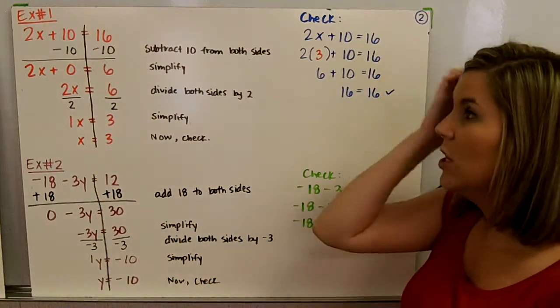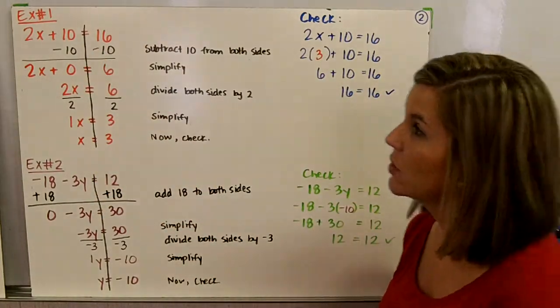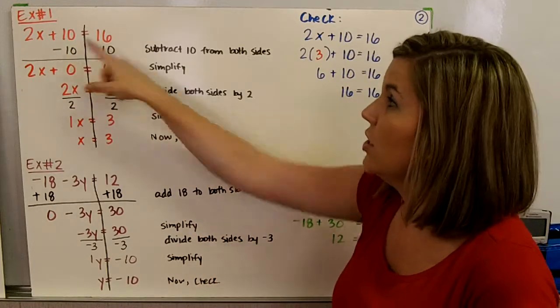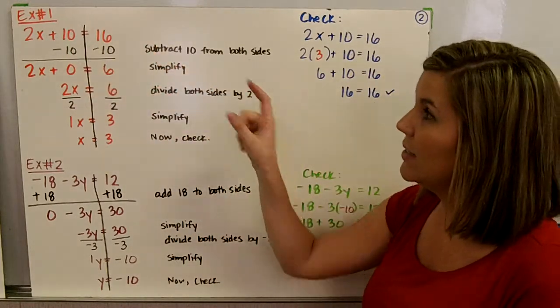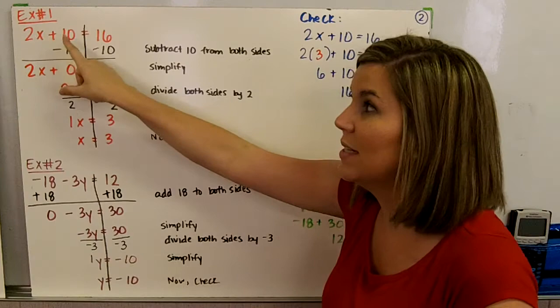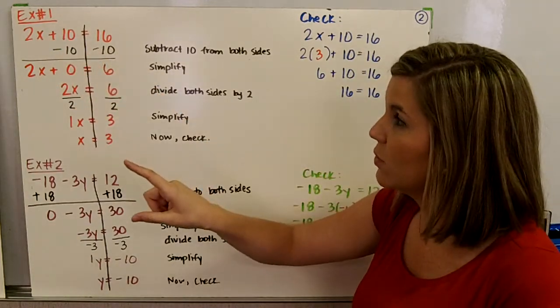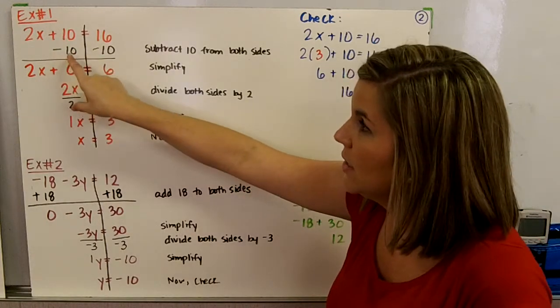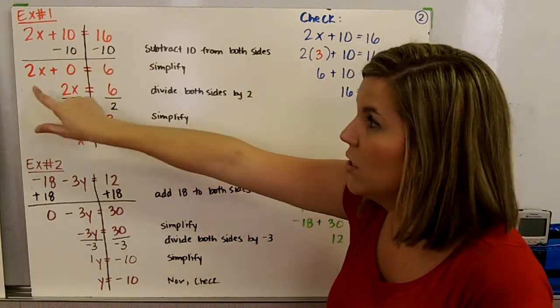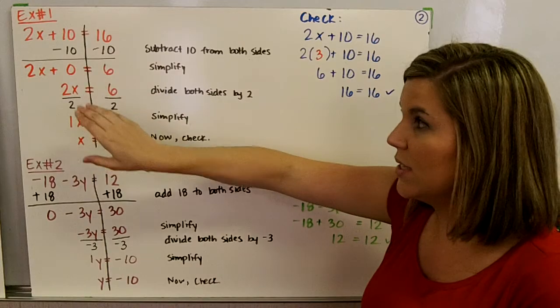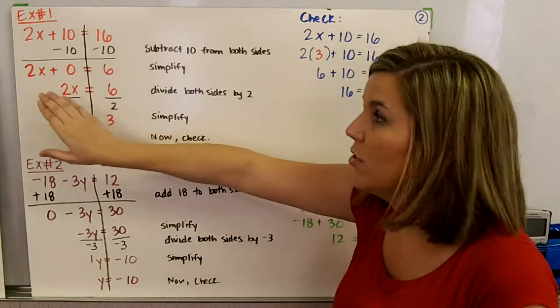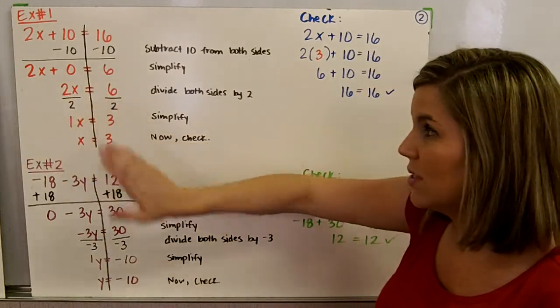Example number 1, 2x plus 10 equals 16. You're going to subtract 10 from both sides of the equal sign, because there's plus 10, so the opposite is subtract 10. Now, minus 10 and plus 10 give you 0. So 2x plus 0 equals 6. Simplify. Adding 0 doesn't change anything, so 2x equals 6.